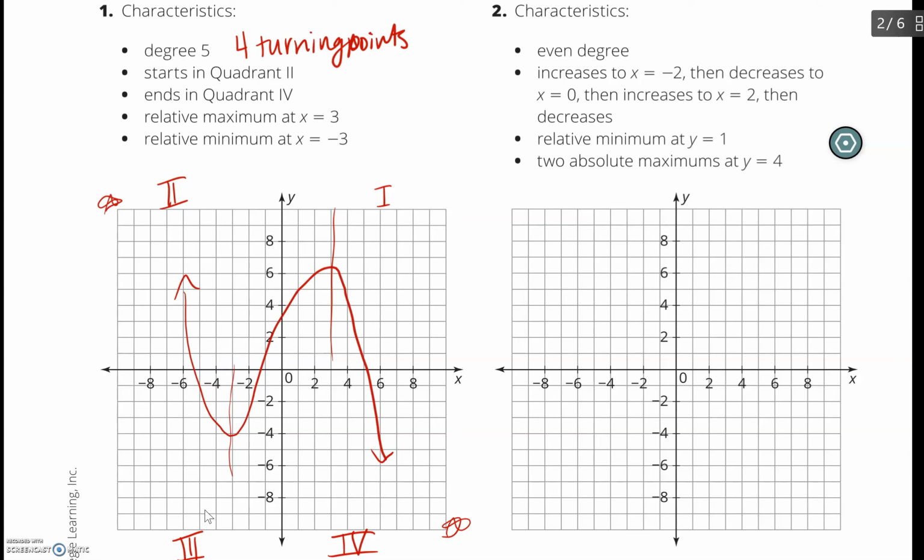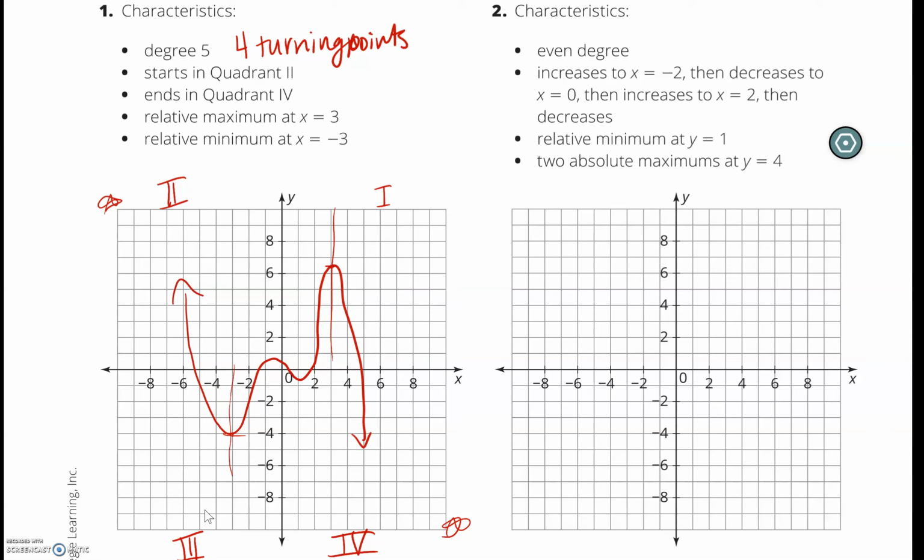There we go. All right, so my relative minimum is at -3 and my relative maximum is at +3. I started in quadrant 2, I ended in quadrant 4. Oh, 4 turning points, sorry. I forgot about that little part. Okay, so 1, 2, 3, 4. There we go.